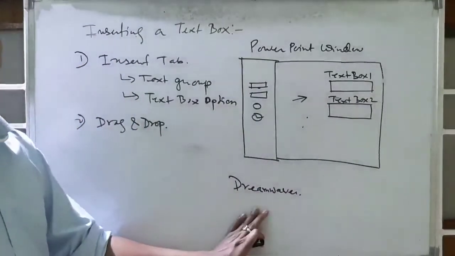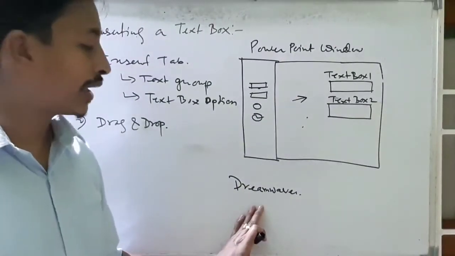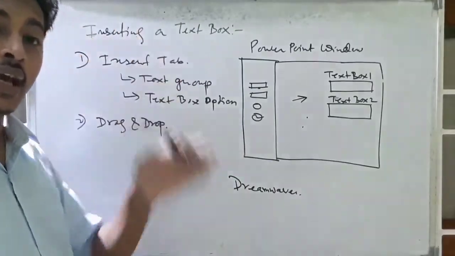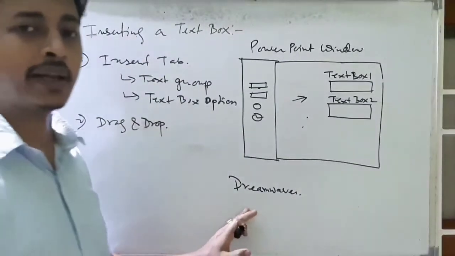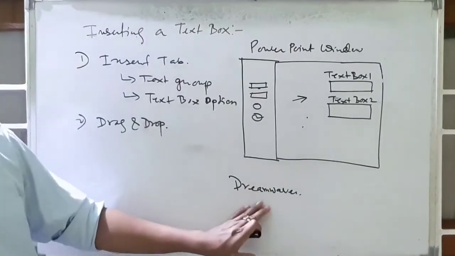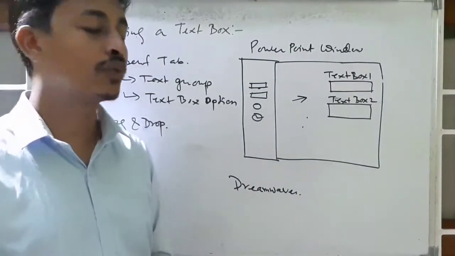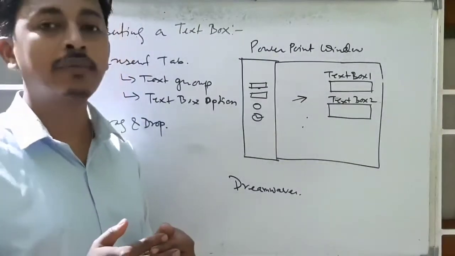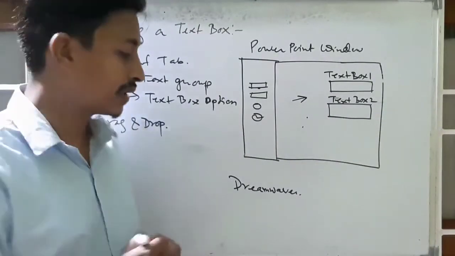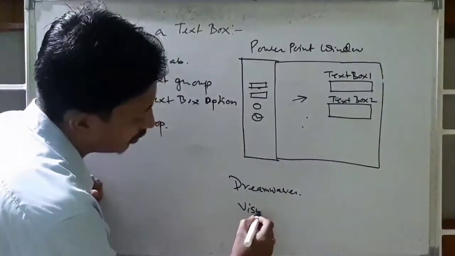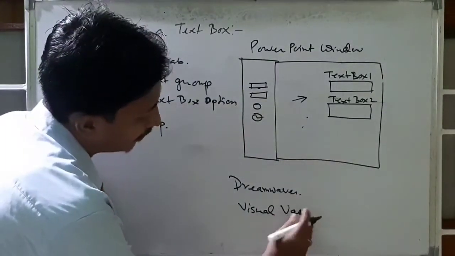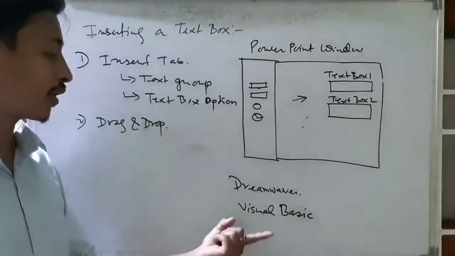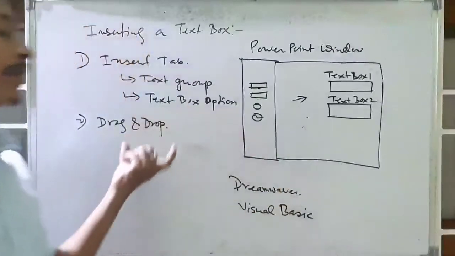Dreamweaver is a software which is used with HTML, C++, PHP, Java and a lot of programming languages. Dreamweaver is software which basically uses drag and drop options. Visual Basic is also a very good application, also a kind of software where drag and drop facilities are available.